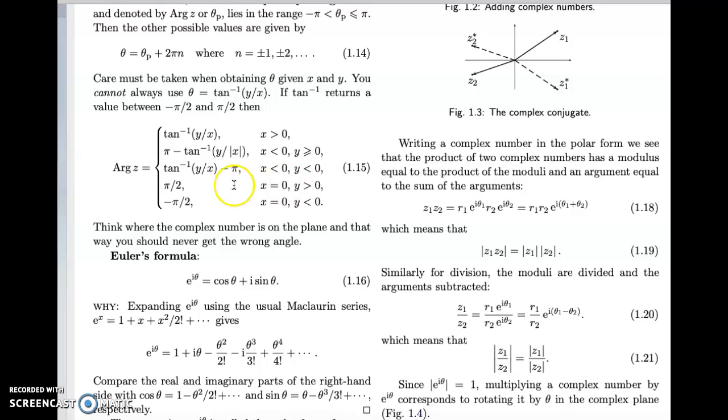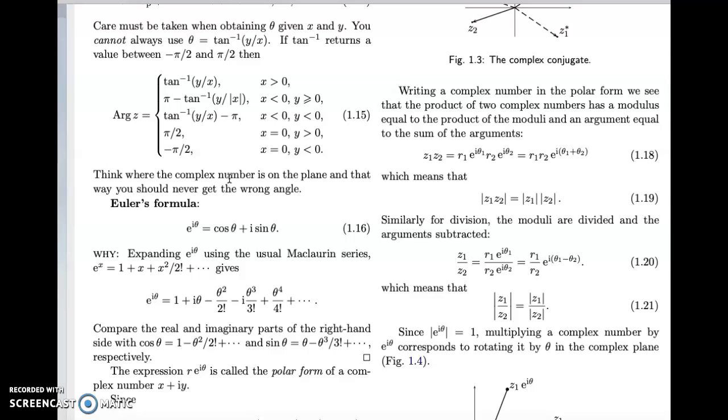Anyway, the key lesson is to always think where the complex number is on the plane, and that way you should never get the wrong angle. Don't be lazy and just use a calculator, and don't bother remembering all of this either. You should be able to just draw a picture and work it out.